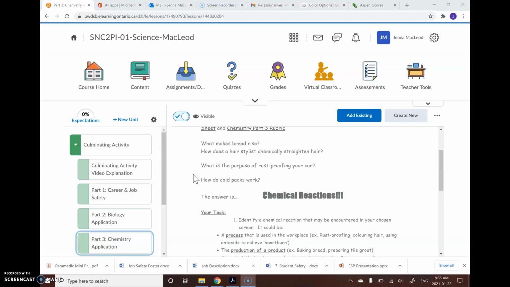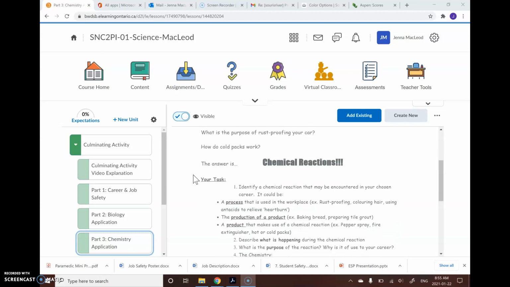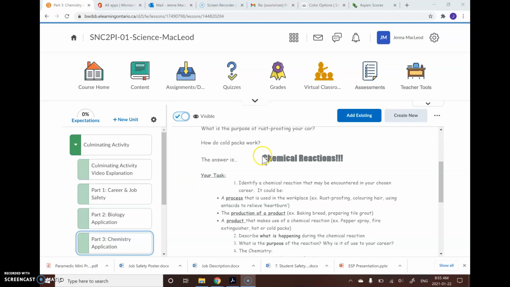What makes bread rise? How do hairstylists chemically straighten hair? What is the purpose of rust-proofing your car? How do cold packs work? And the answer is chemical reactions. So your task is to identify a chemical reaction that might be encountered in your chosen career.